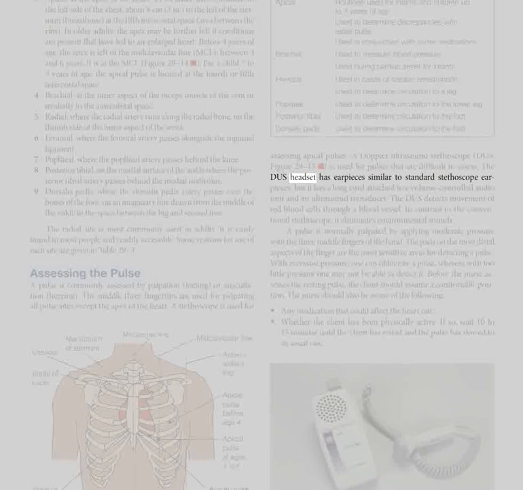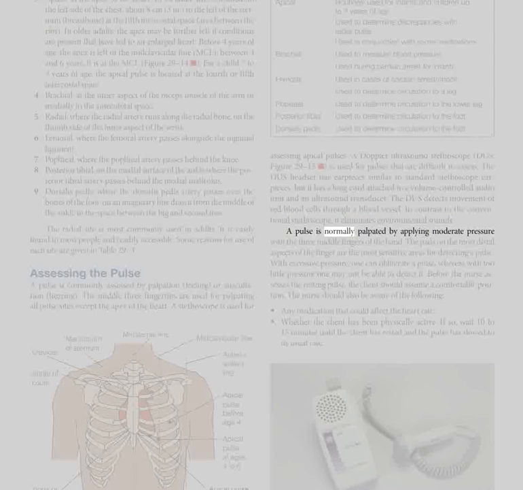The DUS headset has earpieces similar to standard stethoscope earpieces, but it has a long cord attached to a volume-controlled audio unit and an ultrasound transducer. The DUS detects movement of red blood cells through a blood vessel. In contrast to the conventional stethoscope, it eliminates environmental sounds.